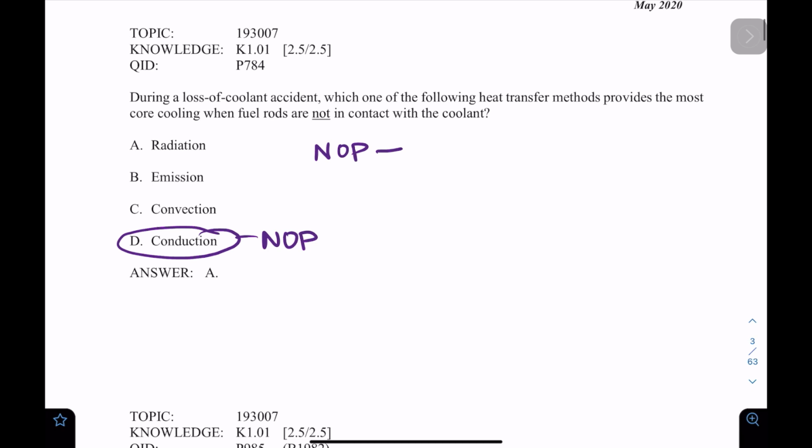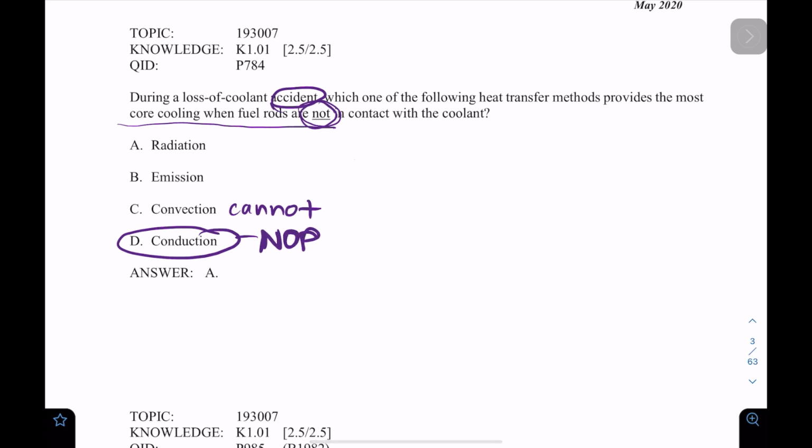But if we have an accident, it says we have an accident. Which one of the following heat transfer methods provides the more core cooling? Well, fuel rods are not in contact with the coolant. So if the fuel rods are not in contact with the coolant, they cannot be this, because they're not in contact with the coolant, right? But it is also not during normal operations either. So then what is it?